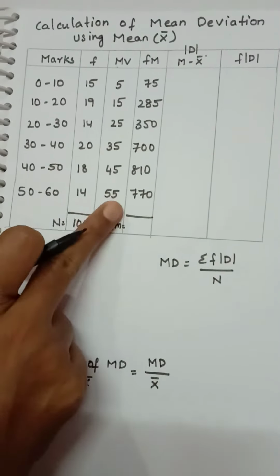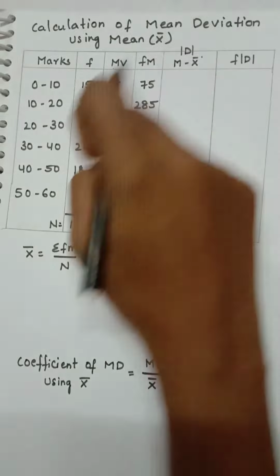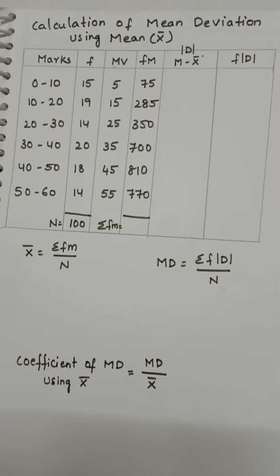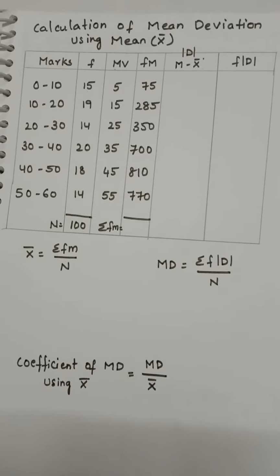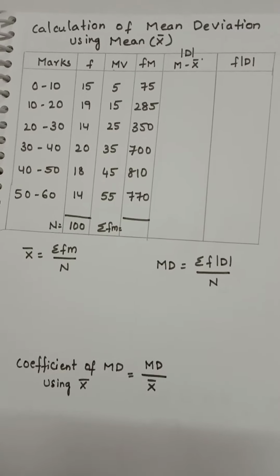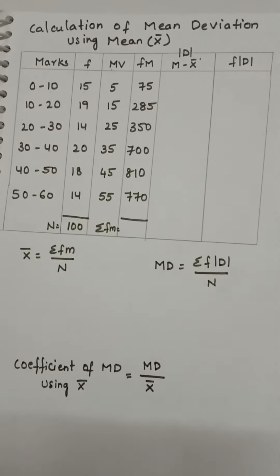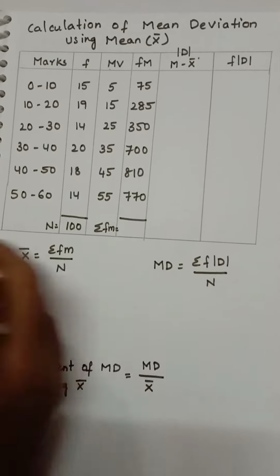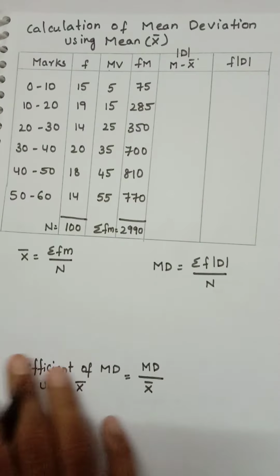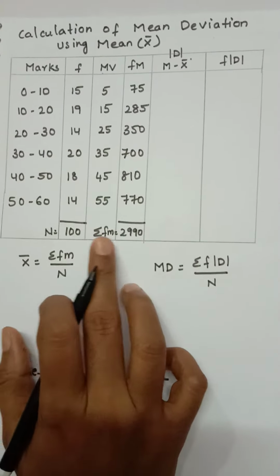So we got this value after multiplying these two columns. Next we need to add these values: 770 plus 810 plus 700 plus 350 plus 285 plus 75. So we will be getting 2990 as the summation FM value.